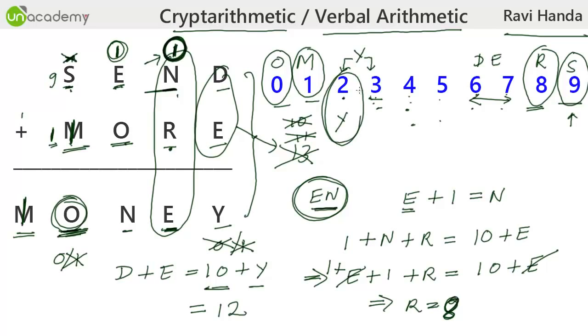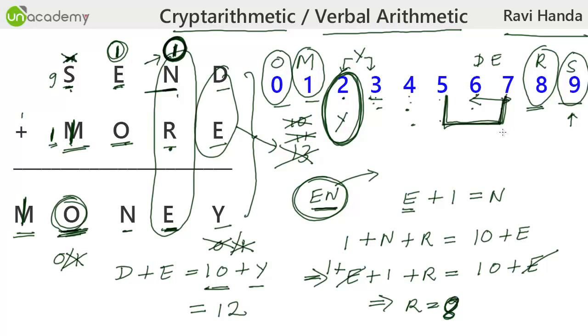So that kind of makes my life a little more easier. Now since I have the value for y as 2, I know that d and e should add up to be 12. How can I get a 12 from d and e? I can get a 12 if I add 5 and 7 as d and e. Now if my 5 and 7 are d and e, I also need to put in n in such a way that it is ahead of e or n is higher.